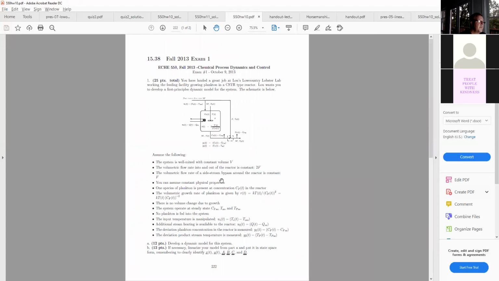I think this is the problem we haven't talked about yet. This was on the homework that you did for Monday. It also has a mixing point. It has a nonlinear reaction right here.